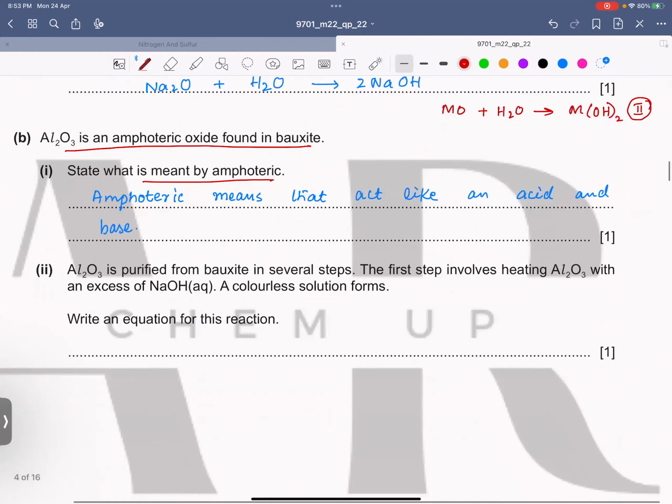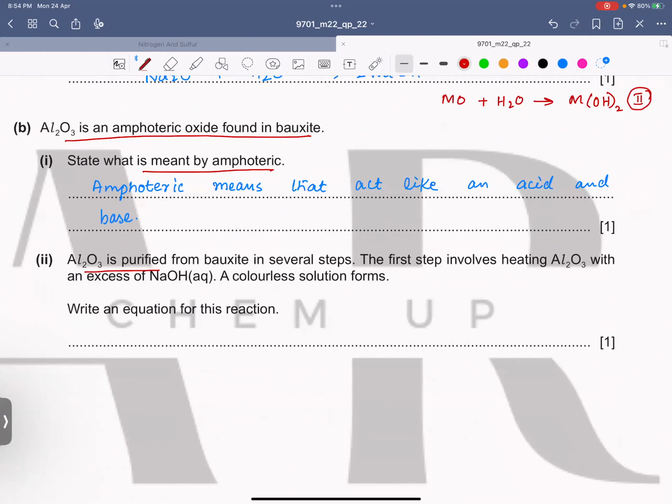Yes. Aluminium oxide is purified from bauxite in several steps. The first step involves heating aluminium oxide with excess NaOH, a colourless solution forms. Write an equation for this reaction. Okay, so that's the reaction that we have observed and discussed in period 3 as well. You would find the equation in the notes of period 3.